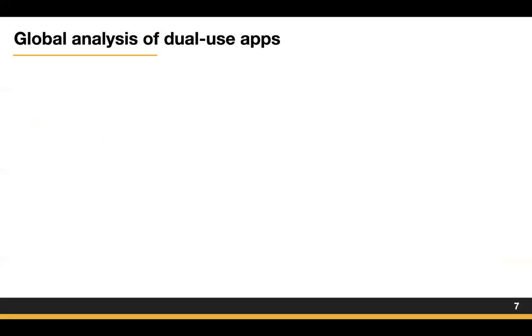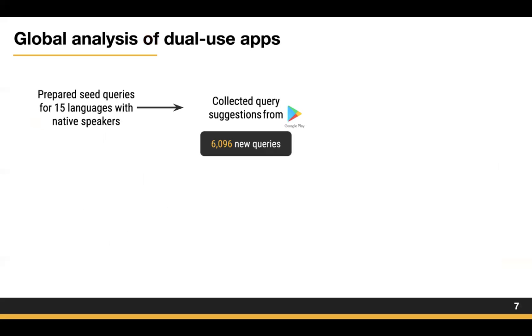We first present our crawling pipeline. We prepared seed queries in 15 languages. These languages were chosen based on the number of native speakers and whether the language is supported by Play Store. For each language, we relied on native speakers to create seed queries. We expanded our set of queries by collecting queries suggested by the store. We found more than 6,000 queries in total.